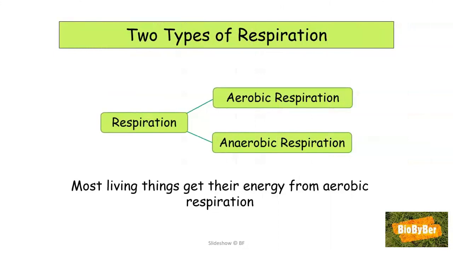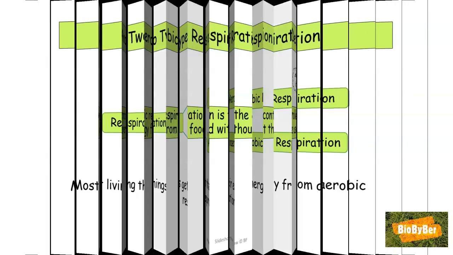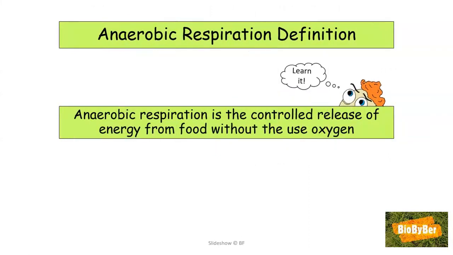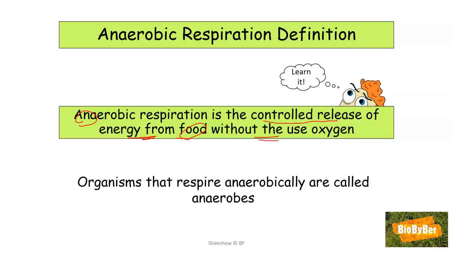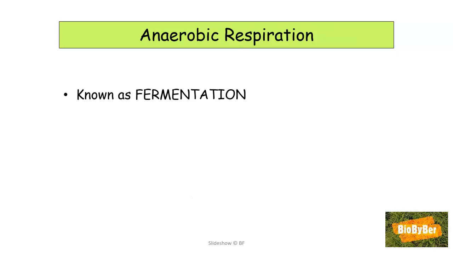As we have said already, there are two types of respiration, so now let's look at the second type, which is anaerobic respiration. Now, the definition of anaerobic respiration is another objective of this lesson, so we have to make sure that we learn it off by heart. The definition is similar to aerobic respiration. Anaerobic respiration is the controlled release of energy from food, but this time without the use of oxygen. Organisms that carry out anaerobic respiration are called anaerobes. Anaerobic respiration is also known as fermentation or making alcohol.